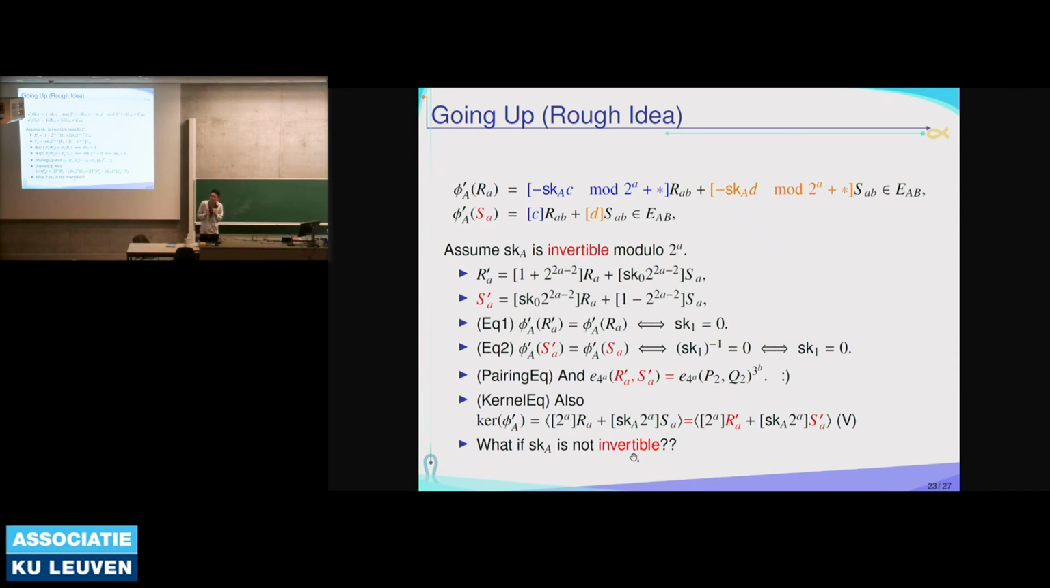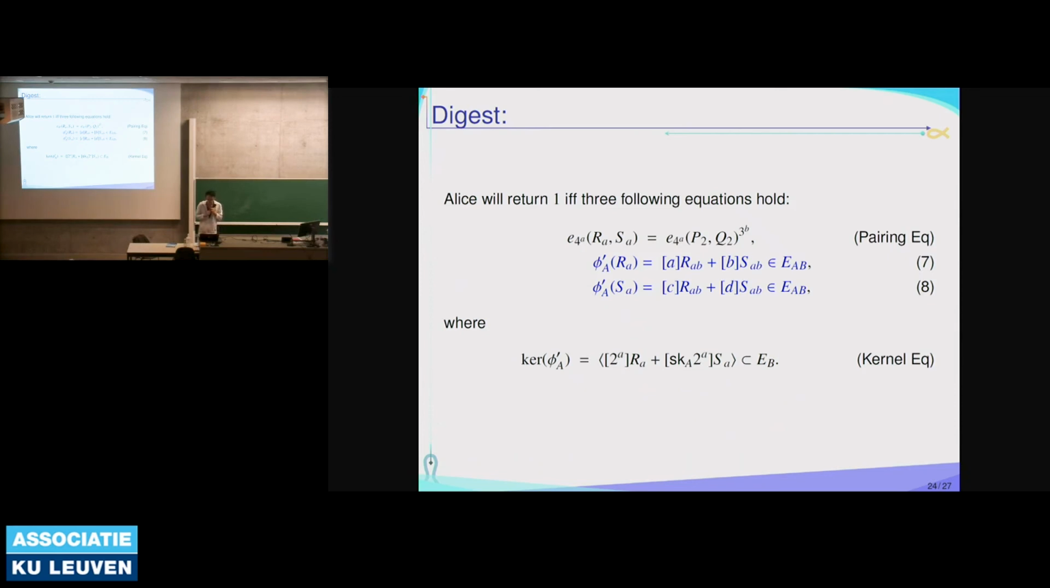So now we extract the second bit, and you can use a similar technique if SK is invertible. So what's the problem? How to solve the problem if SK is not invertible? So we give a quick review of what we have done. Firstly, we want to make sure the pairing always holds and the kernel is always the same. And we check whether these two equations hold depending on the secret bit information of Alice's secret key.